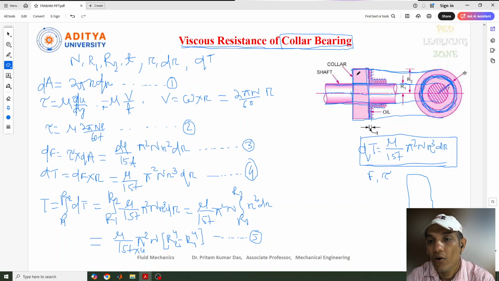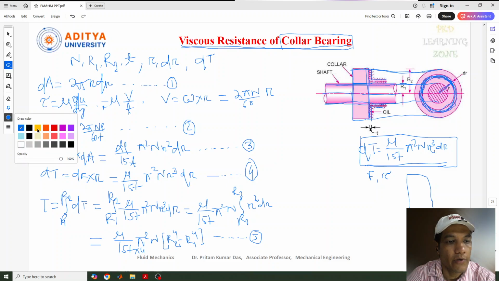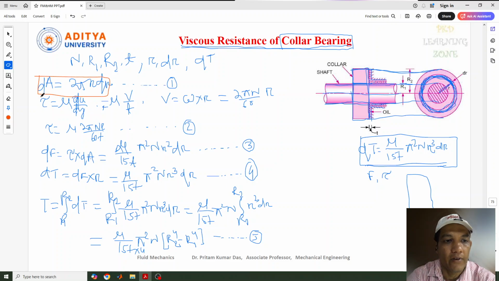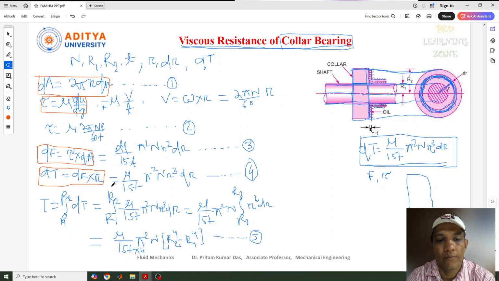Only one extra collar is added here, and the oil film is between the collar and the bearing, and the shaft is as usual going to be rotated. So what are the main points we discussed here? Again we started from the area, then after that Newton's law of viscosity was applied, formula we have taken tau, then we have calculated the shear force, and after shear force we have calculated the torque required, then the torque required to overcome the viscous resistance, just you integrate that one.